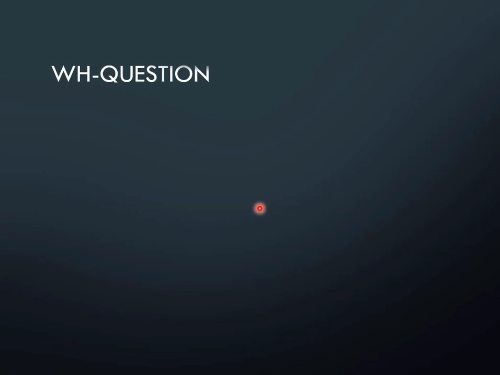The second type of question is the WH question. In WH questions we should use one of the words that are used to make questions, like what, when, who, where. All these question words can be used to make questions in active and passive voice.